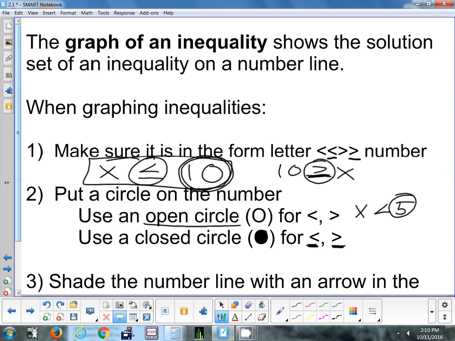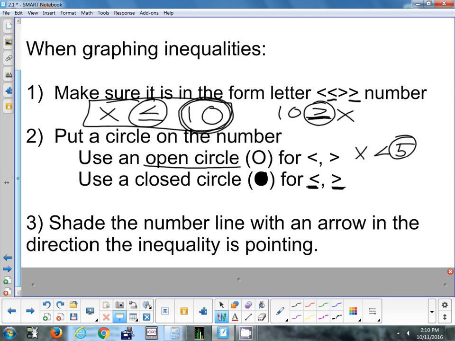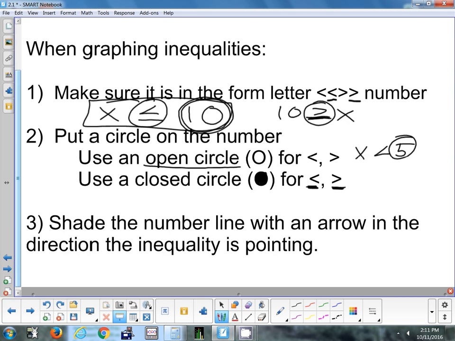Okay, and then the last step is, and I think I already wrote this for you, shade on the number line from where you put the circle in the direction that this inequality points. And that's it. So step 1, make sure it's in this form. Step 2, put your circle. Step 3, shade from the circle either left or right.